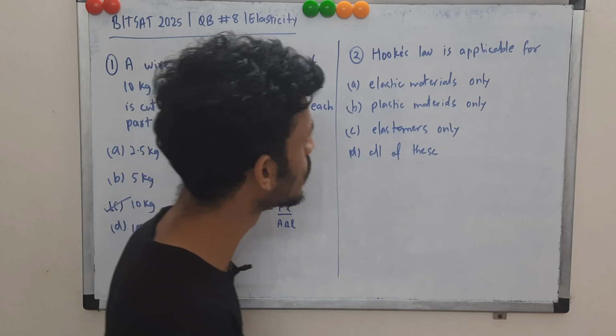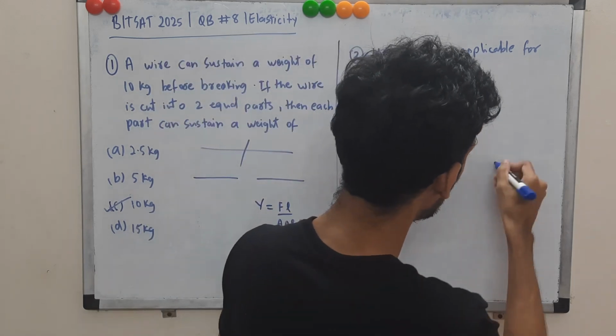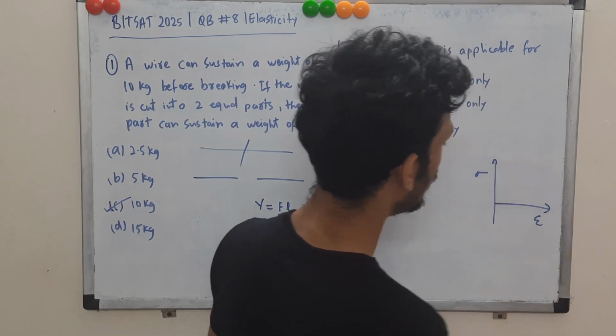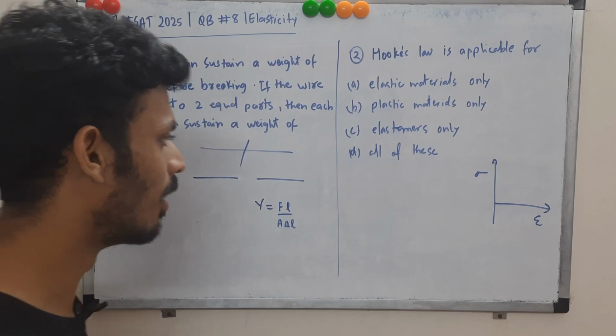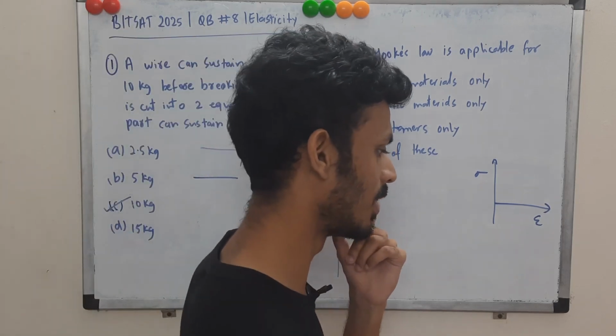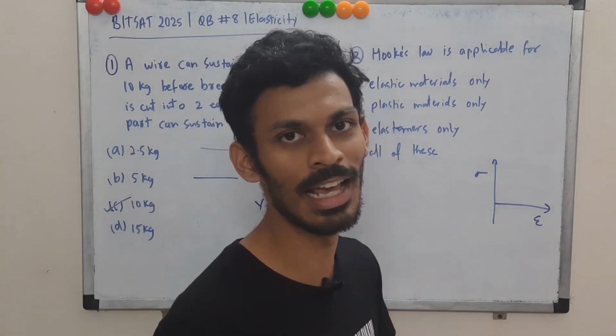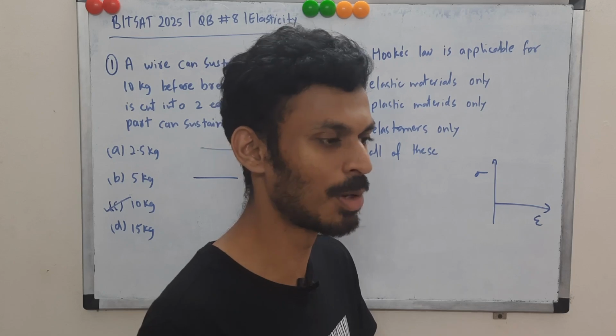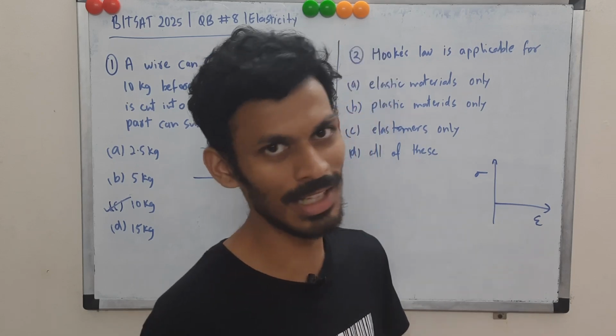Let's come to this one. Hooke's law is applicable for. First of all, what is Hooke's law? If I give you the complete statement, you'll tell it directly. Hooke's law, I'll give you the half statement, says that stress is directly proportional to strain. The complete statement is: stress is directly proportional to strain within the elastic limit.